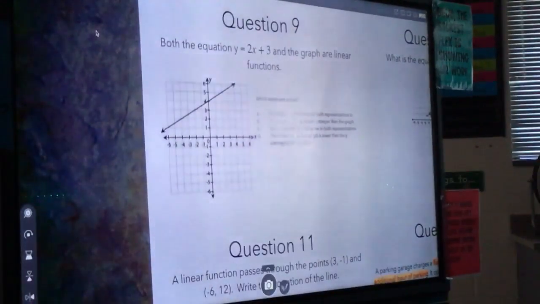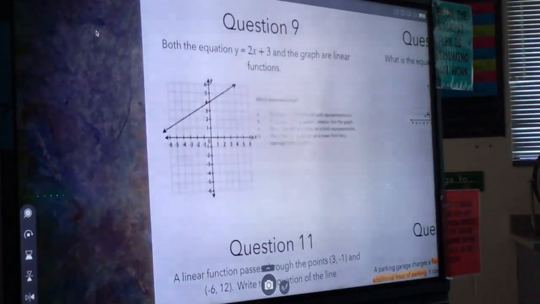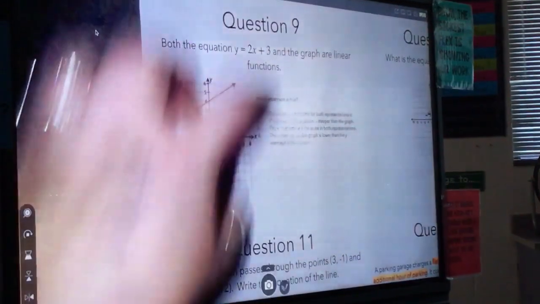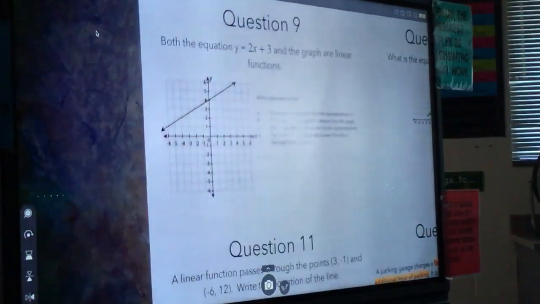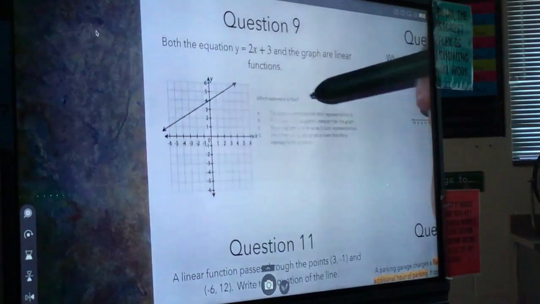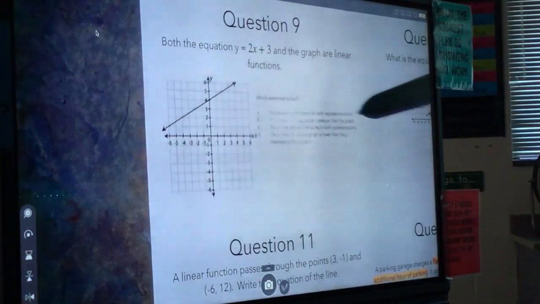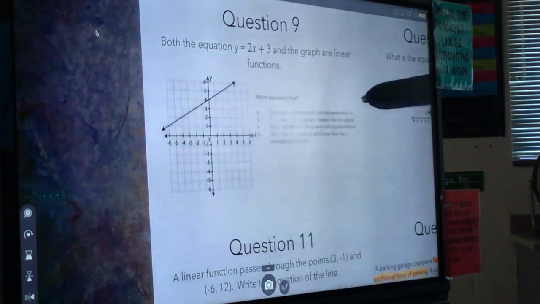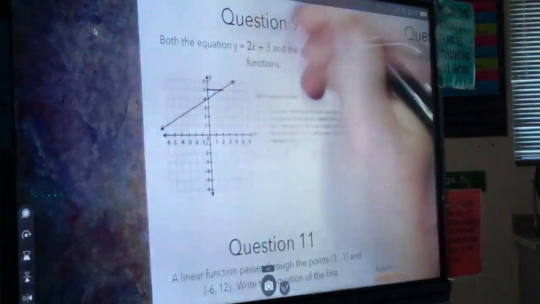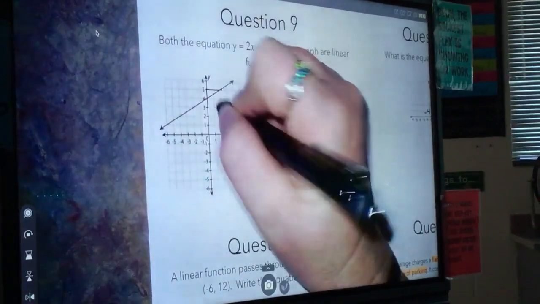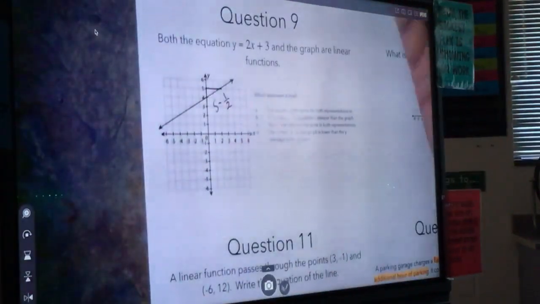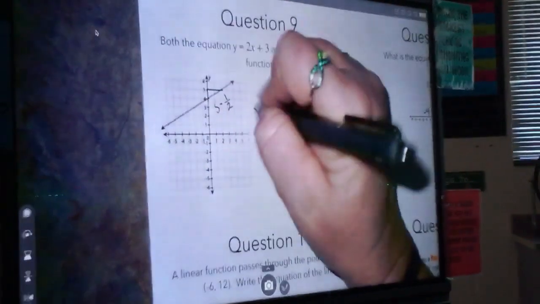So number 9 says both the equation y equals 2x plus 3 and the graph are linear functions. So these are both correct. You're looking for which statement is true. A says the slopes are the same for both representations. You're saying no, Nico? Why? I graphed it, and one is 2. Okay. And one is 1 over 2. So the slope for the graph is half, and the slope for the equation is 2. Okay, so we know that A is not correct.